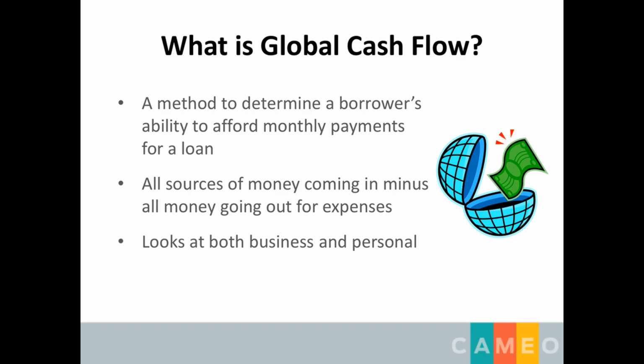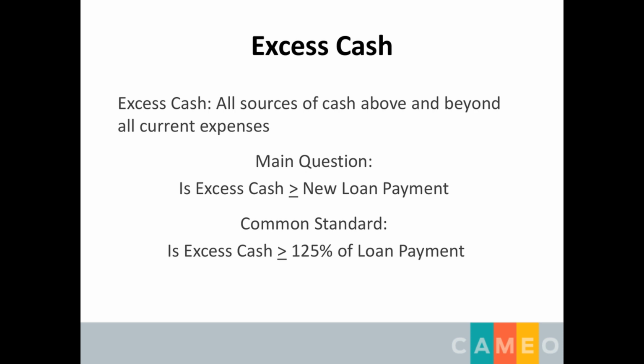So let's dive in. What is global cash flow? It's a method to determine a borrower's ability to afford monthly payments for a loan. And the basic formula is we're looking at all sources of money coming in minus all money going out. So it's from all sources, and I'll go over this in more detail, but it looks at both business and personal. And the reason we do this is we're looking for this thing called excess cash.